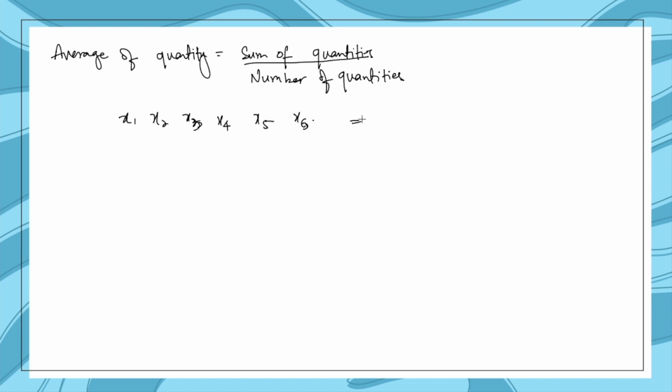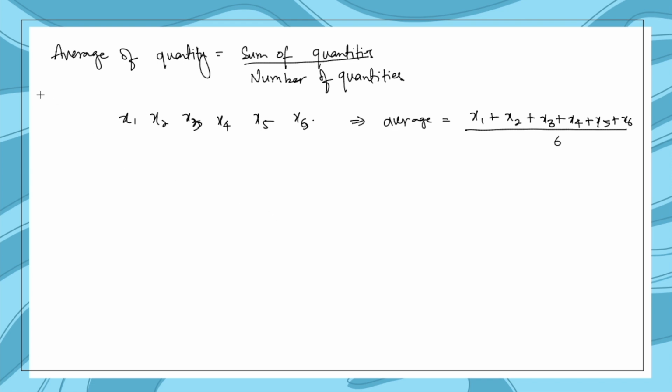To find out their average, all you have to do is add them, x1 plus x2 plus x3 plus x4 plus x5 plus x6, and divide the whole by 6 because there are 6 quantities. So that's how you calculate the average of any given quantity.